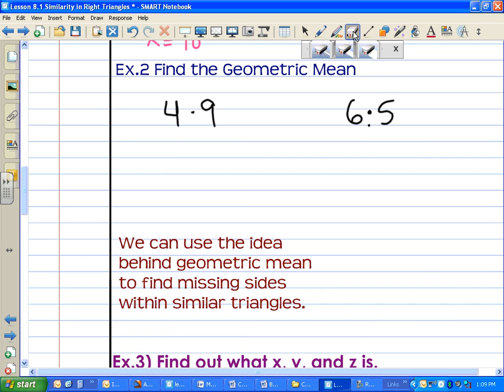Okay, why don't you actually try these two right here just for practice. Pause it, and then do the geometric mean for me for this. Find out what x equals. And over here, 6 times 5, do this geometric mean and tell me what x equals here, okay? Go ahead and take care of that. Then I'm just going to write the answers in here. So do that, pause the video, and then play it.